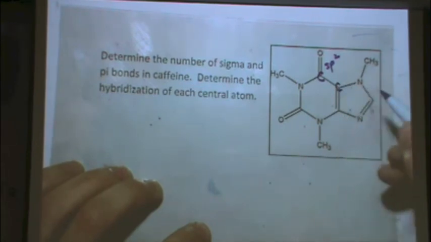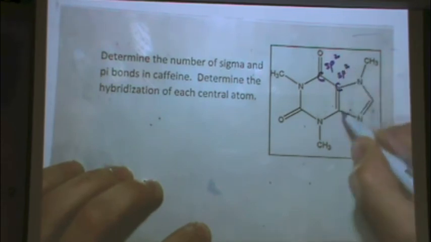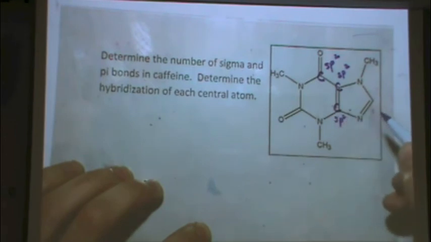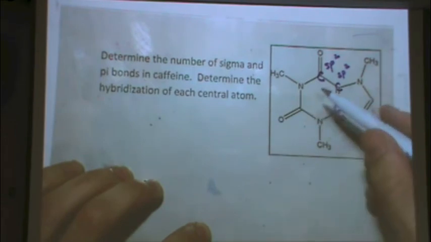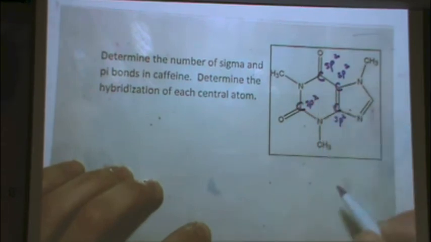There's a carbon right here. It's also 3 groups. 1, 2, 3, sp2. Same for this carbon right here, sp2. And this carbon right here, sp2. Okay?